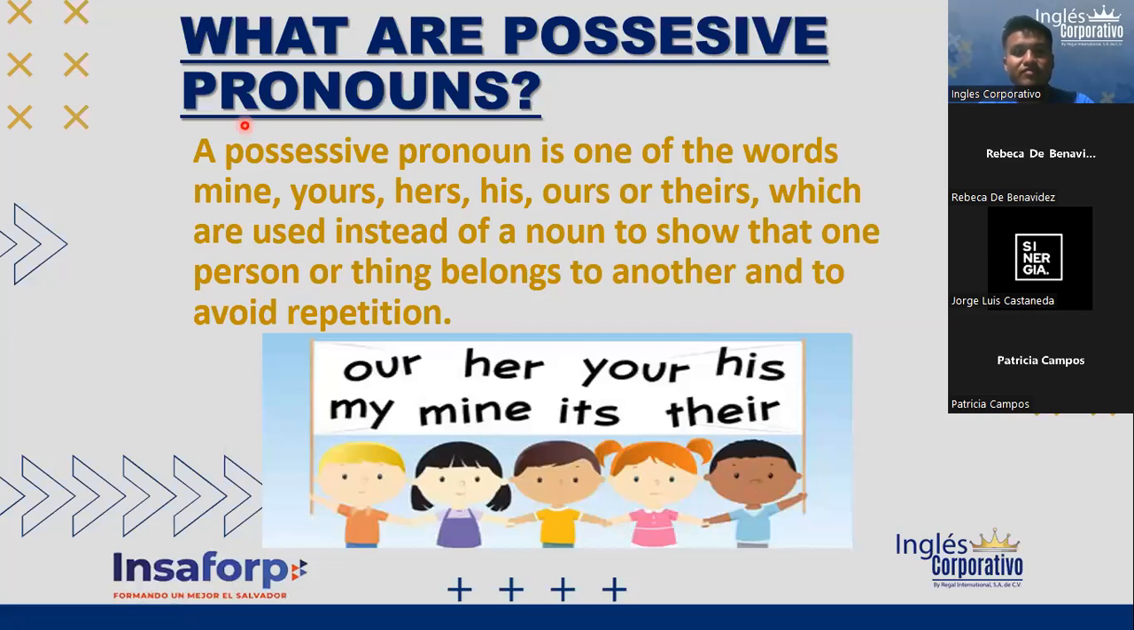All right, so can I have a volunteer to help me reading this part? If you want to participate, say me. Nobody? Me, teacher. Yeah, teacher. But who was me, Patricia or Jessica, who was it? Patricia. Okay, Patricia, go ahead. Help me, please. What are possessive pronouns?